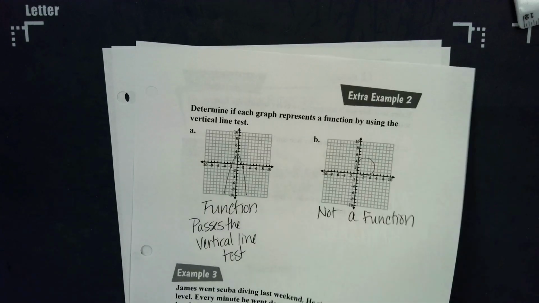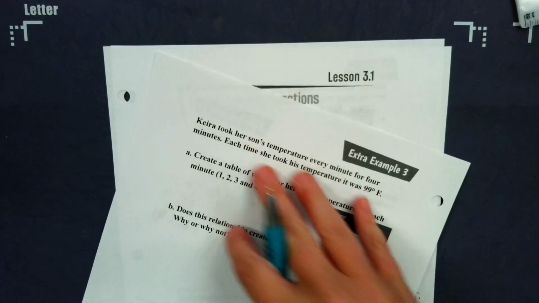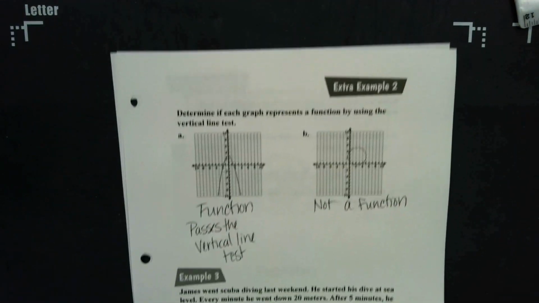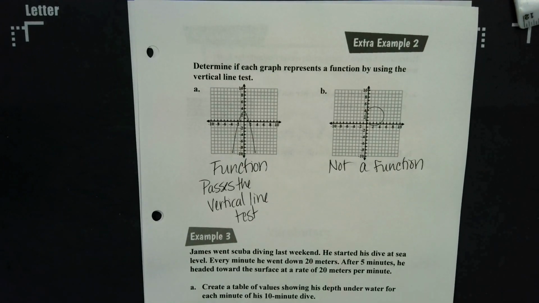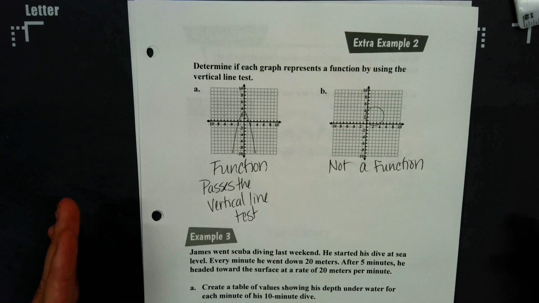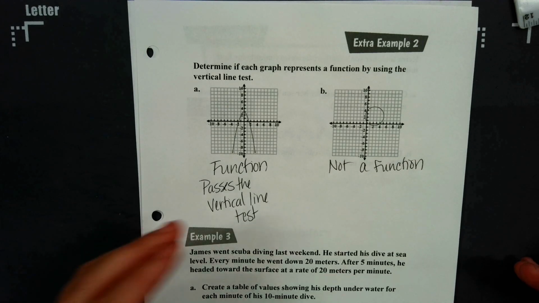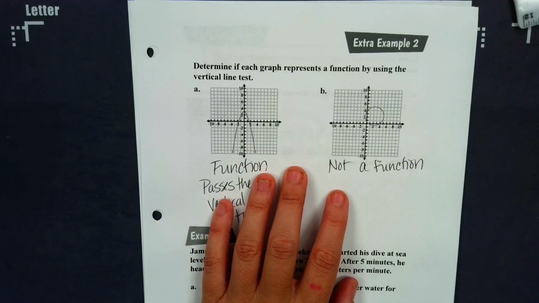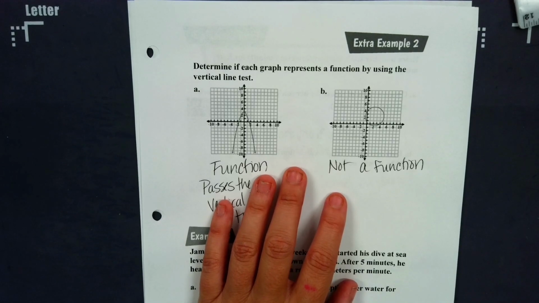Okay, I know I went through that pretty fast. These last two examples are simply just creating a table and two tables and knowing if it's a function or not. Do we feel like we can look at a table and know if it's a function? Yes. Do we feel like we can look at a graph and know if it's a function? Okay, those were our two main things we needed to know today.